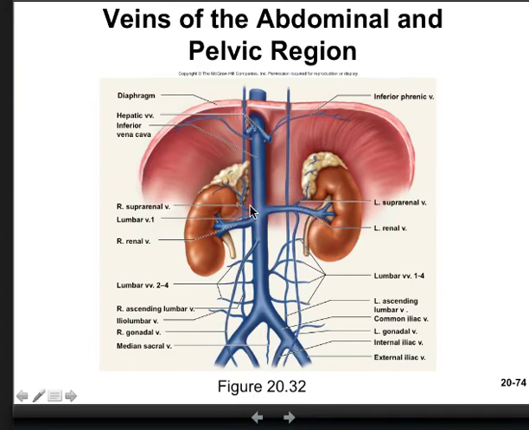There's the left and right suprarenal arteries, the left and right renal arteries, and you can see here the lumbar venules, the left ascending lumbar vein, the right ascending lumbar vein, the iliolumbar vein. There's the gonadal veins, the median sacral vein down here, and these are the internal iliac veins that drain blood from the lower extremities. Internal iliac here and here, external iliac here and here.